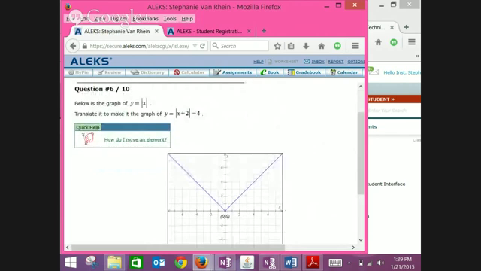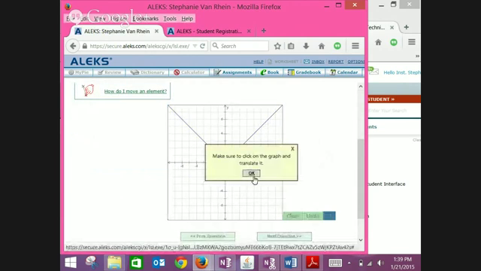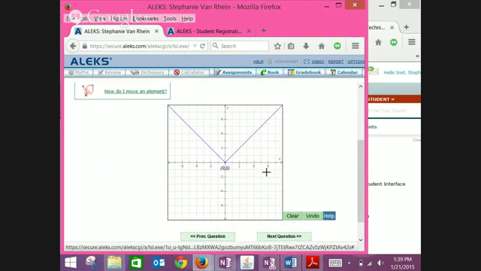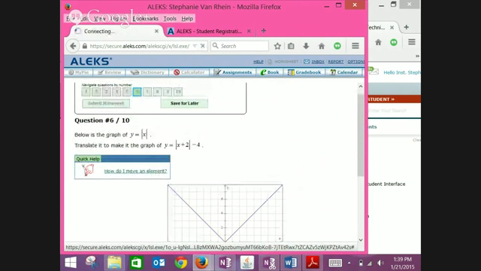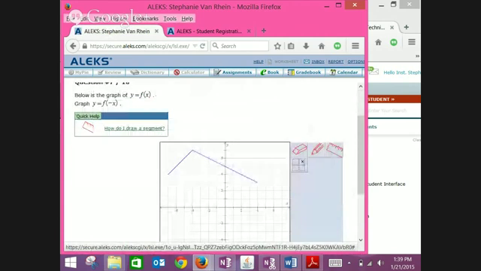So here I'm doing a combination of shifting horizontally and vertically. Go ahead and see. Here's an example where it is being reflected, that I'm replacing x with a minus f of x. So what kind of reflection is that? X-axis or y-axis?